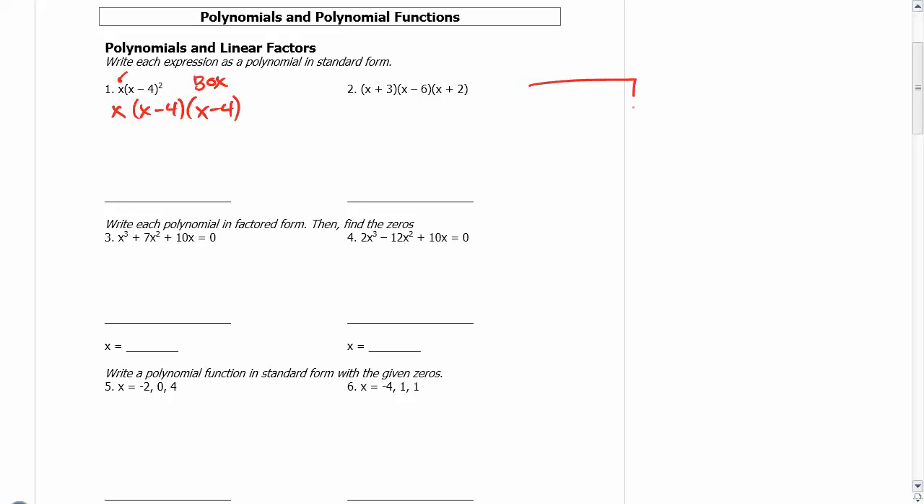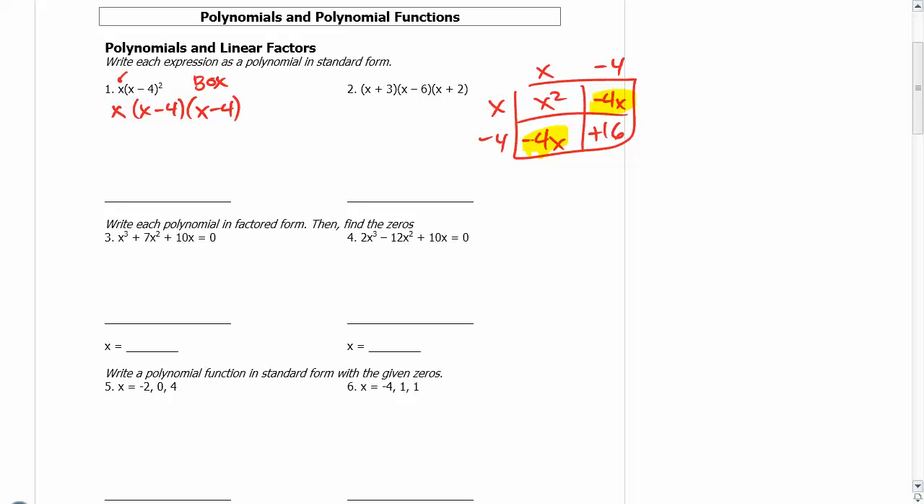Keep in mind with the box, what you can do is write two of them, one on the top, one on the side. Go through. x times x is x squared, x times negative 4 is negative 4x, x times negative 4 is negative 4x, and the bottom right is plus 16. Simplifying, usually pretty simple.